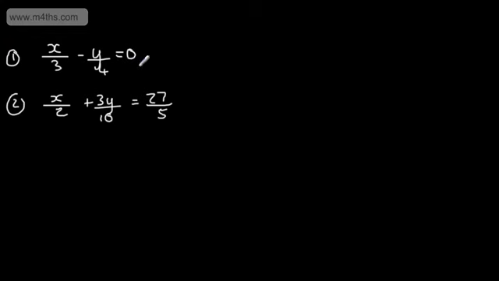I'm going to multiply through equation 1 to begin with by the lowest common multiple. So I've got 3 in the denominator of one of the fractions, 4 in the other, so the lowest common multiple is going to be 12. So if I multiply this one by 12, I can rewrite this as equation 1. That will be 4x minus 3y is equal to 0. So now I've got integer values, whole number values.